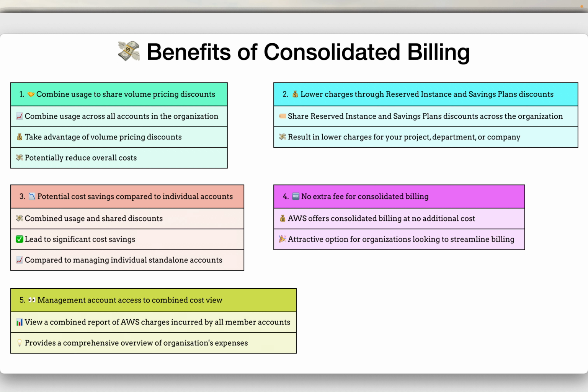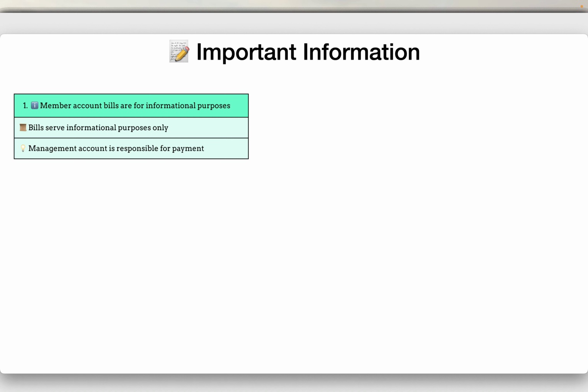If you have access to the management account, you can view a combined report of the AWS charges incurred by all member accounts. Some important information about consolidated billing. One, the bills generated for individual member accounts within an organization serve informational purposes only, as the management account is responsible for payment. So member accounts can only view them for information, and the management account is solely responsible for payment.